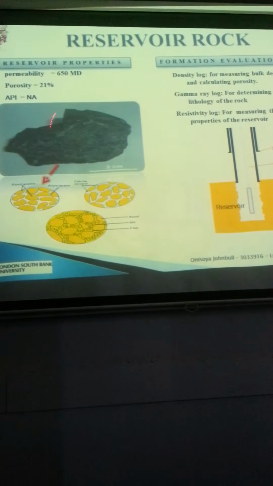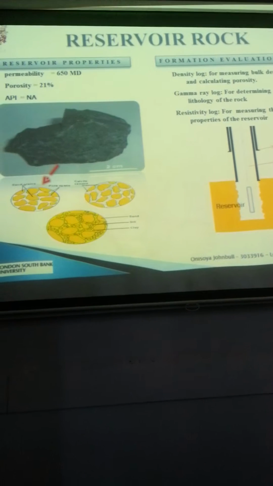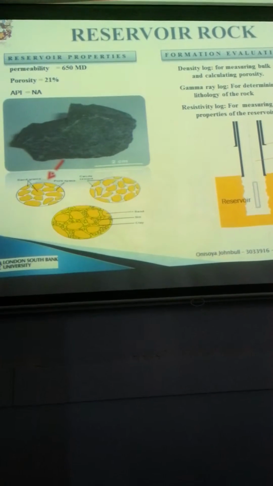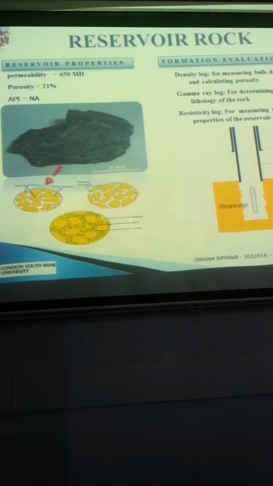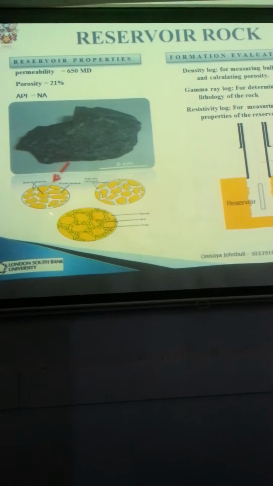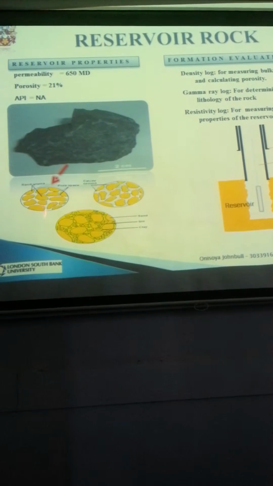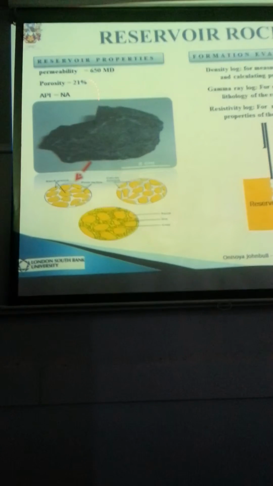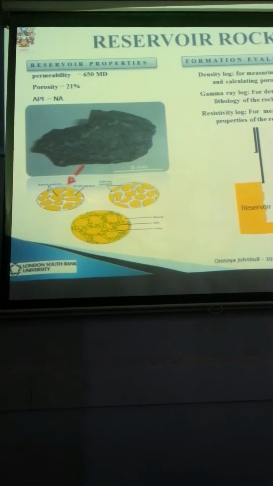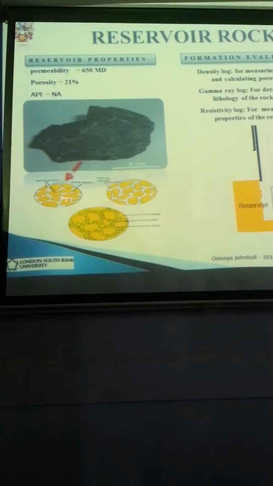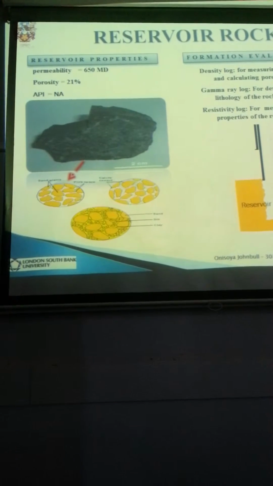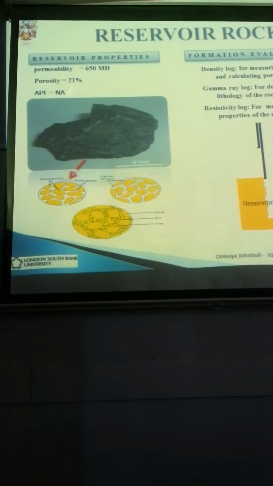This is a macroscopic view of the rock and how it appears in the reservoir. But if you go down to the microscopic level, this is how it appears with pores in the rock, and the pores will determine the porosity and the ability of the hydrocarbon to flow through this rock. The pores will determine the permeability.